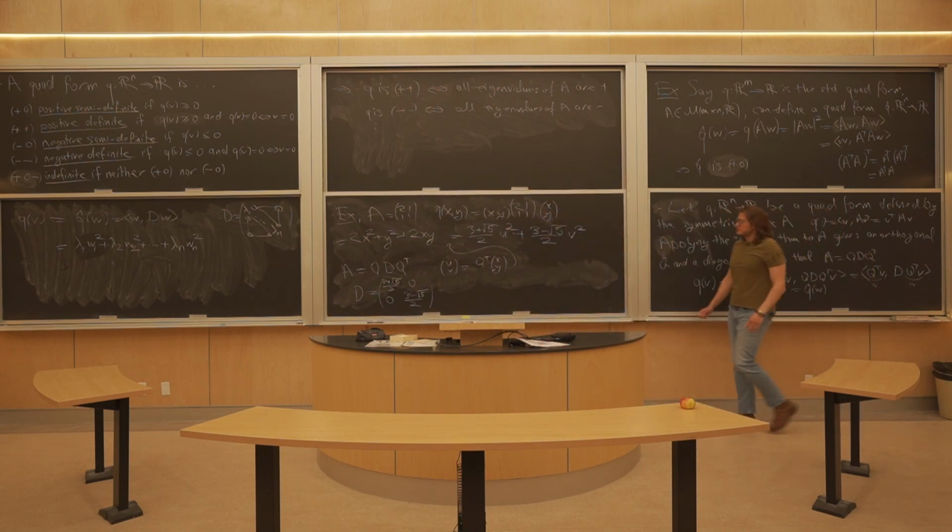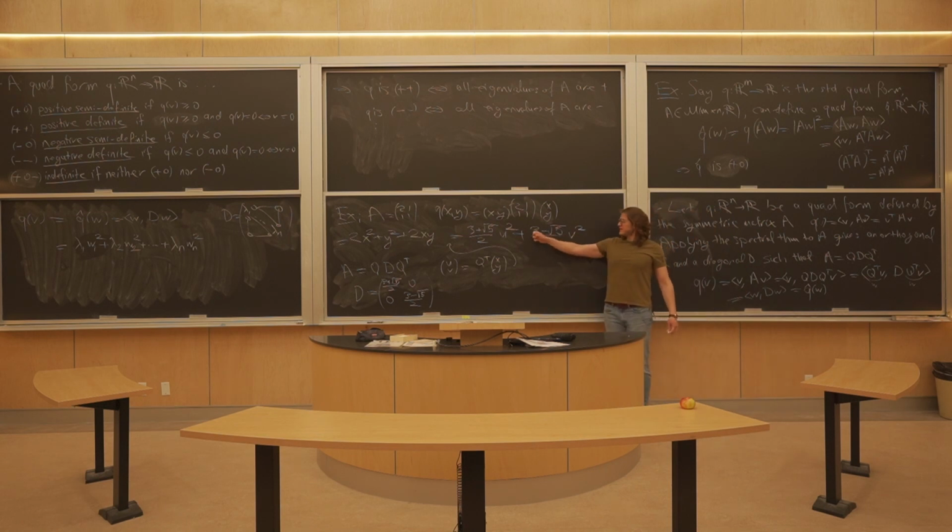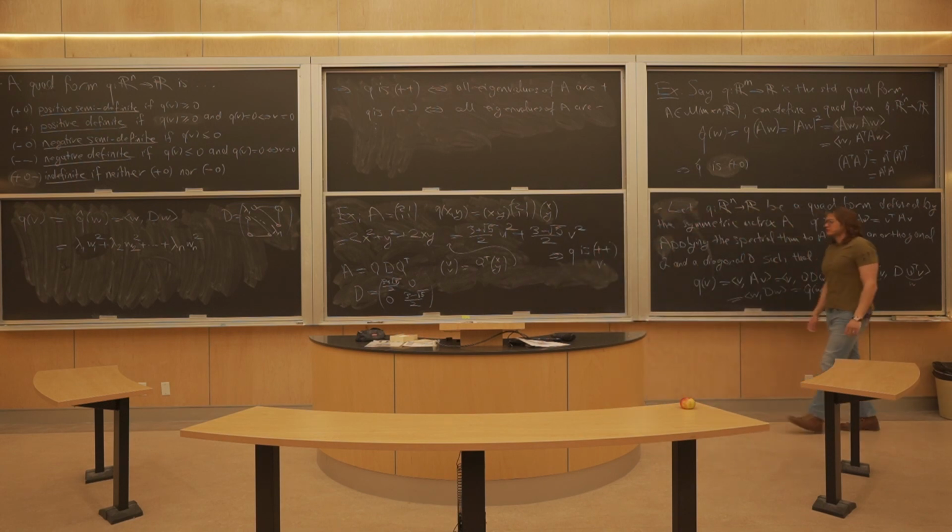Now, 5 is less than 9, which means that its square root is less than 3, which means that this is a positive number. This too is a positive number. Both of these are positive, which means that this guy is positive definite. Okay? That's how you do it.